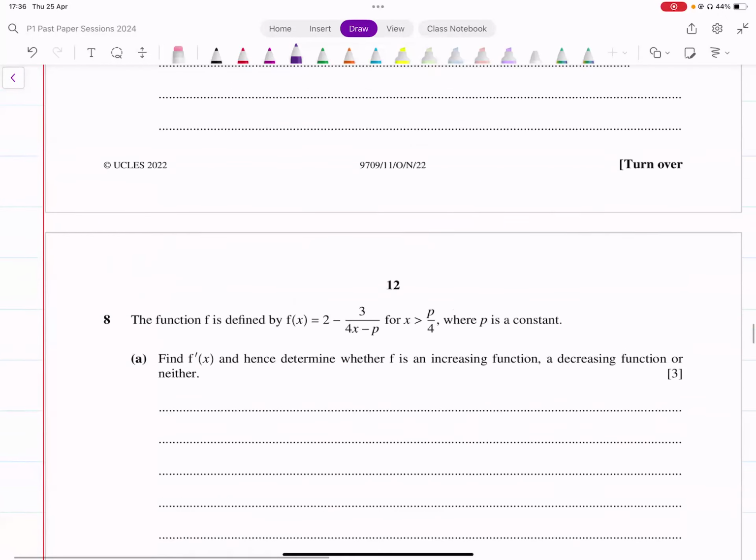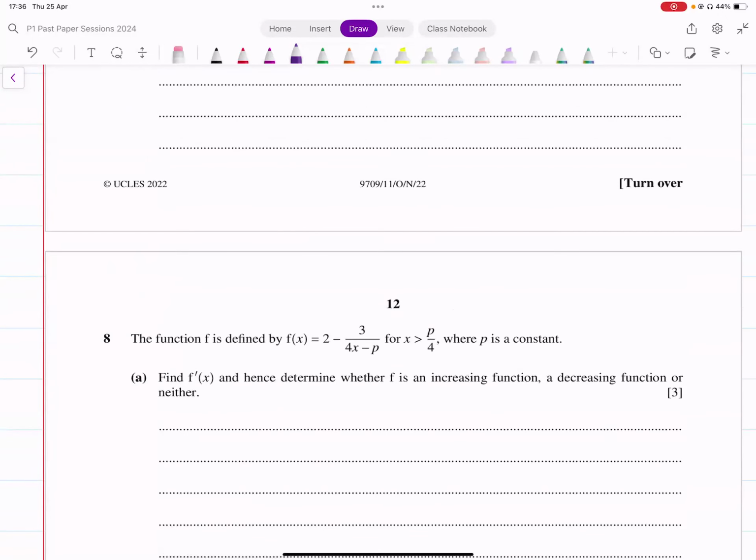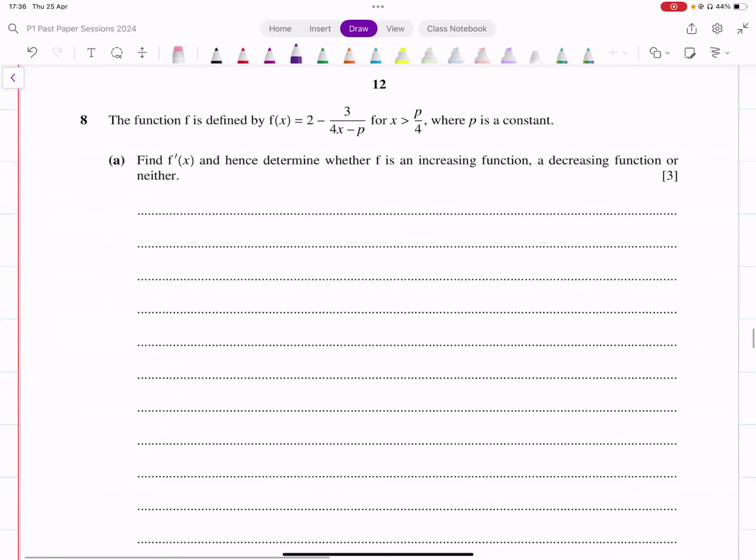This has okay, now the votes have increased. All right, let's have a look at this. Question number 8. The function f is defined by f of x equals 2 minus 3 over 4x minus p for x greater than p over 4, where p is a constant. Find f dash of x and hence determine whether f is an increasing function, a decreasing function, or neither.